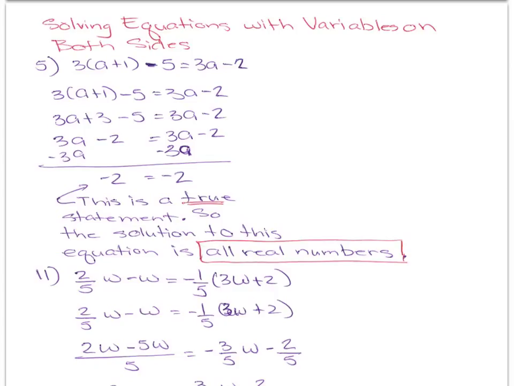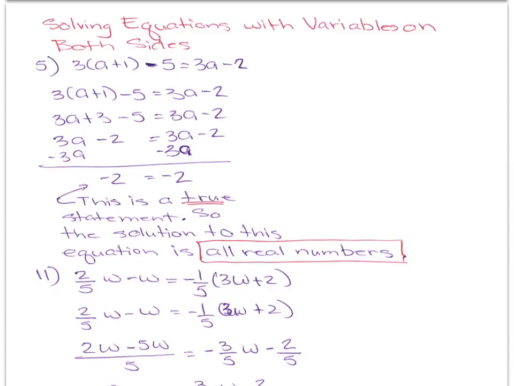So now let's take a look at problem 5. Problem 5, we have 3 times quantity a plus 1 minus 5 is equal to 3a minus 2. So starting out with our original right there, we distribute the 3. 3 times a gives you 3a. 3 times 1 gives you a plus 3. So we have 3a plus 3 minus 5 is equal to 3a minus 2. So from there, we can combine plus 3 and minus 5. That will give us a negative 2.